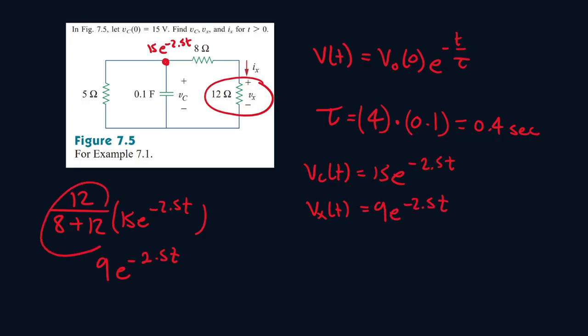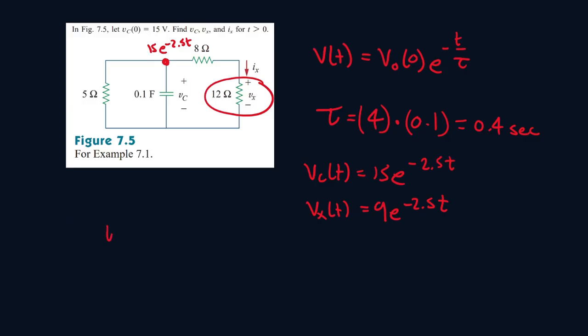Oh yeah, for this, it would be 8 over 8 plus 12 if it was in parallel. So just be careful of that. Since it's in series, it's 12 over 8 plus 12. And finally, we have to find the formula for Ix. Ix is also very easy. We see it passes through the Vx, so it'll be Vx over 12.